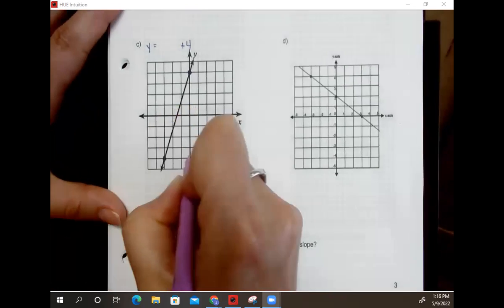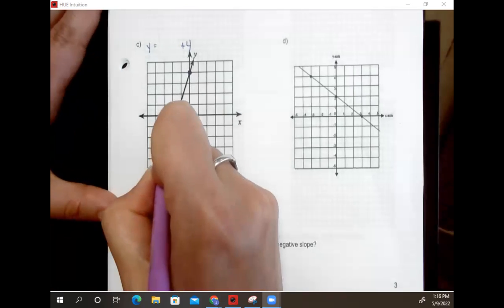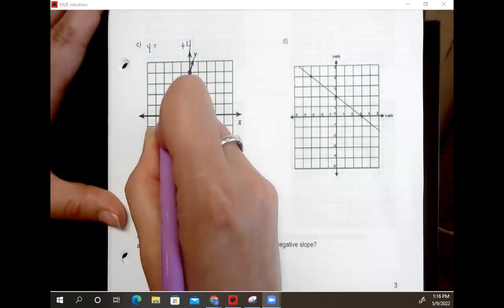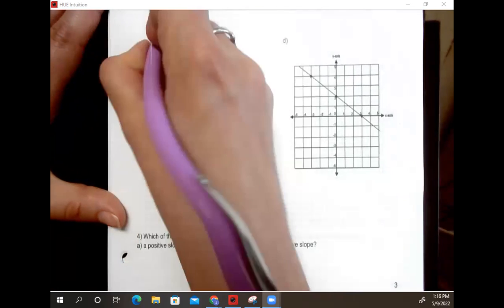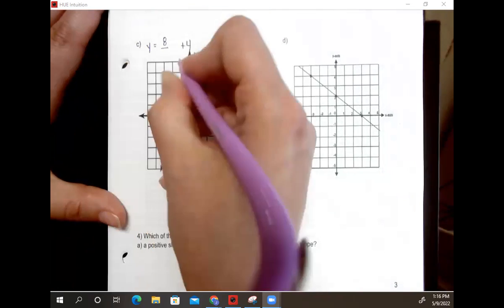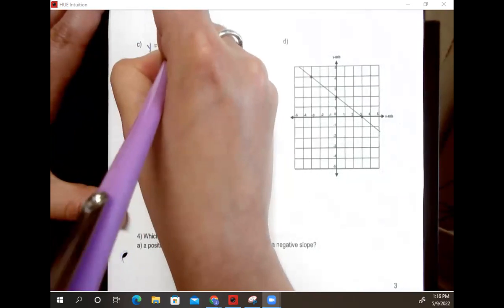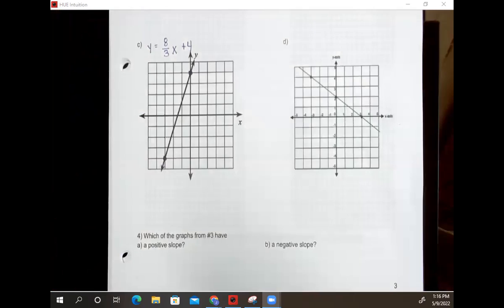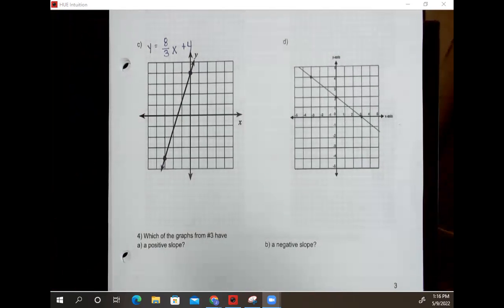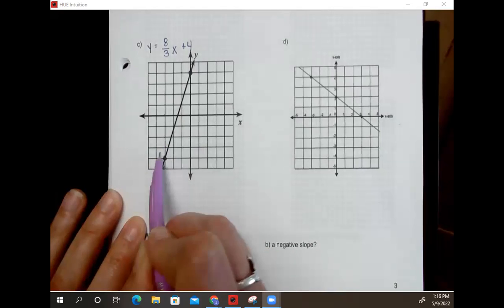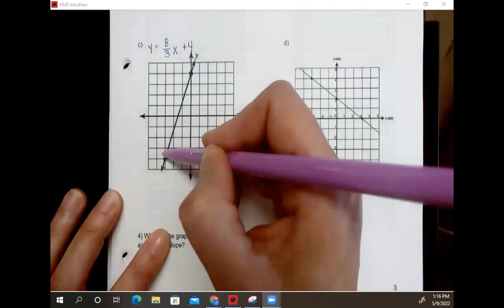So to go from left to right, I have to go 1, 2, 3, 4, 5, 6, 7, 8 up. And then 1, 2, 3 forward. So I have y equals 8 over 3x plus 4. Again, don't change it to a decimal. Don't change it to a mixed number. Just leave it as a fraction. Reduce if you need to, but leave it as a fraction. Because we're going up, we always go from left to right. So my leftmost point is here.